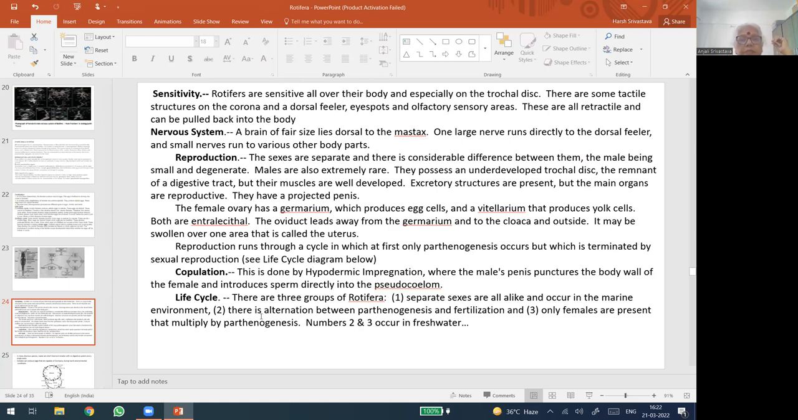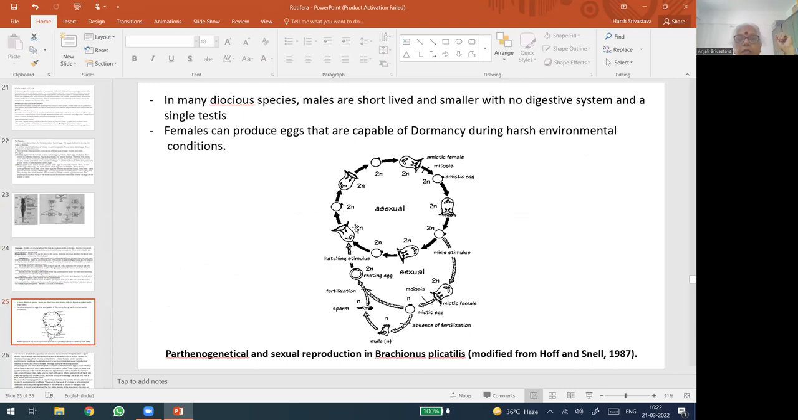The life cycle, as we have seen, differs in different groups of Rotifera. Separate sexes are all alike, occur in marine environment. There is alternation of generation between parthenogenesis and fertilization phases, and only females are present that multiply by parthenogenesis. Now, this is the amictic cycle and the mictic cycle. This is the amictic female, they are the diploid eggs, and this is the mictic cycle that is developing by the haploid conditions. And here, then fertilization occurs, then diploid condition occurs. And this is the alternation of generation. It can be said that there is alternation of amictic and mictic cycles during reproduction.